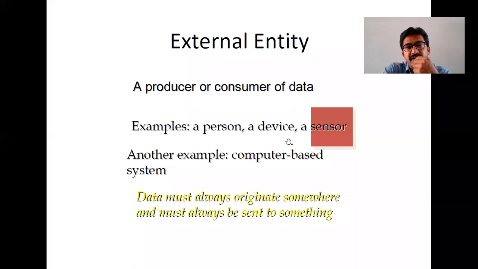Examples are a person, a device, a sensor. Many more examples we already discussed in the last topic. Another point for computer-based systems: data must always originate somewhere and must always be sent to something. It starts at one location and has to end at another location, with something done in between. It's not like when it starts from the origin the value is x equal to 10, and at the destination, when it reaches the other location, the x value is again equal to 10, because that means it is not an external entity.